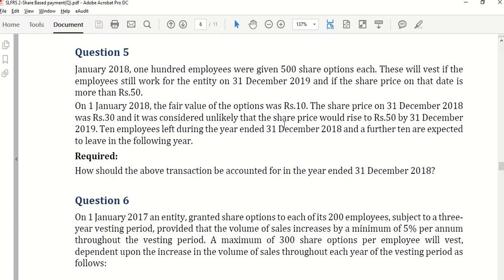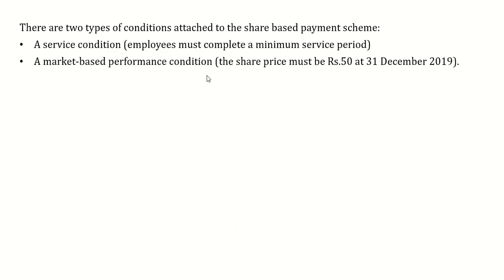Second one, there is what sort of performance condition? Performance condition අපි ඉගෙන ගත්ත පාඩම් දෙකක් තියෙනවා, මොනවාද? Market and non-market. මෙතන තියෙන මොන condition එකද? Market condition එක. Market performance condition, but it says market based performance condition, which is the share price as at 31st December 2019. The share price of the company should be 50. So there are two conditions.